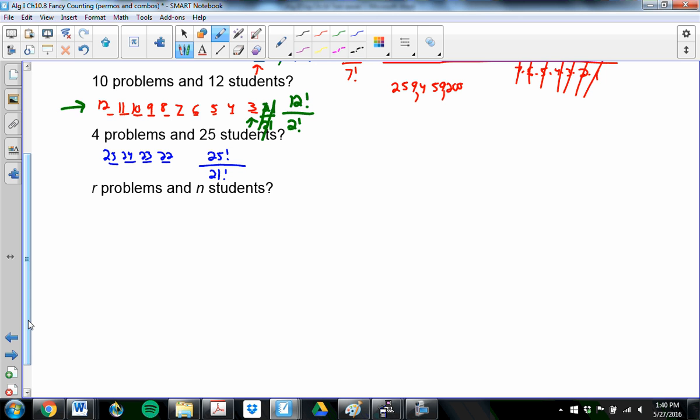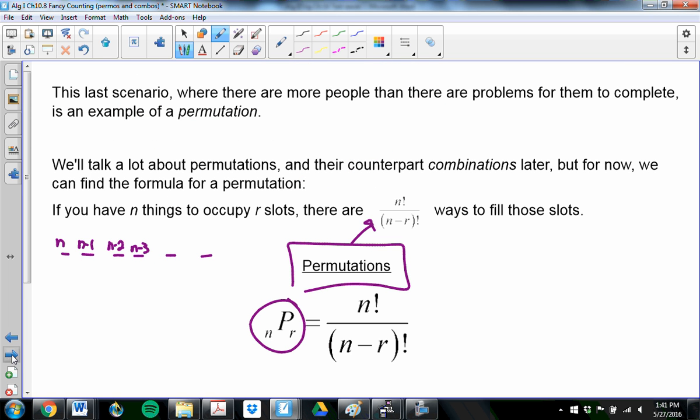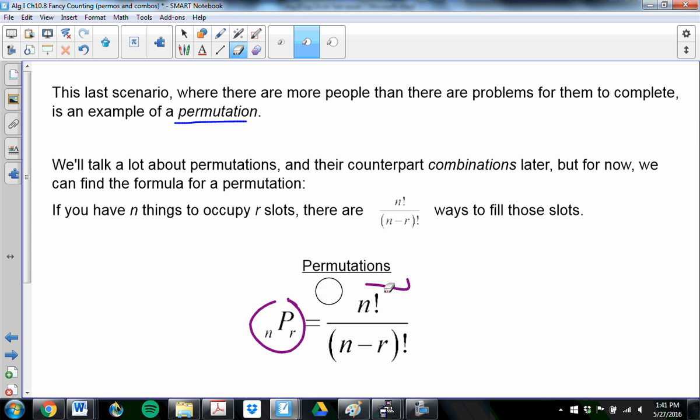Here's the important one. If there are r problems and n students, it's n factorial over n minus r factorial. So like here, it'd be 25 over 25 minus 4. This is called a permutation. A permutation is when you have the number of options decreasing, and as they decrease, you have to calculate your factorials.